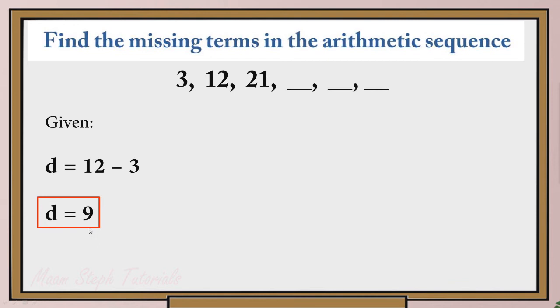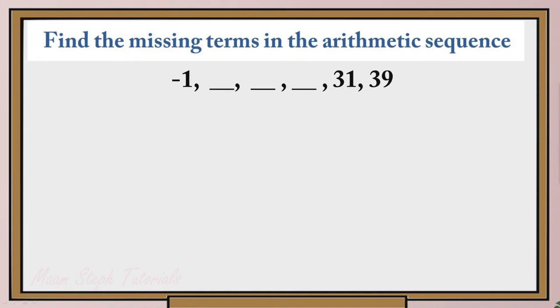So, now that we have our common difference, we can now get these three missing terms by adding 9 to 21 and so on. So, 21 plus 9, that is equal to 30. And 30 plus 9, that is 39. And 39 plus 9, that is equal to 48. Kaya, ang missing terms natin ay 30, 39, at 48.